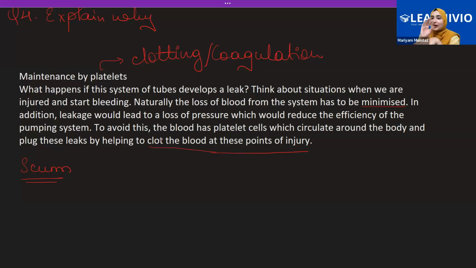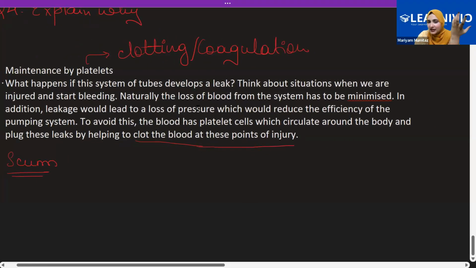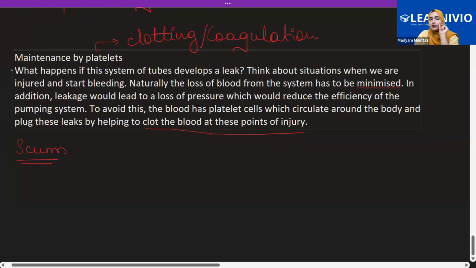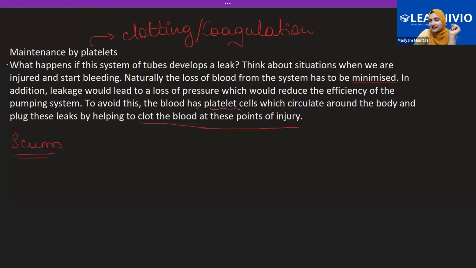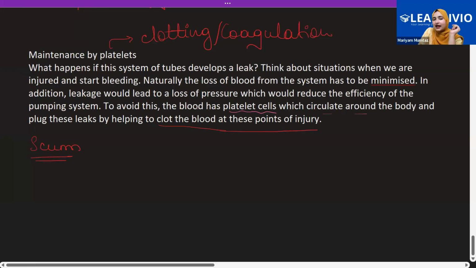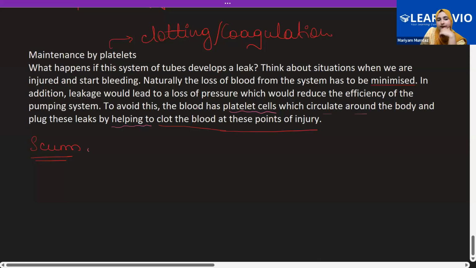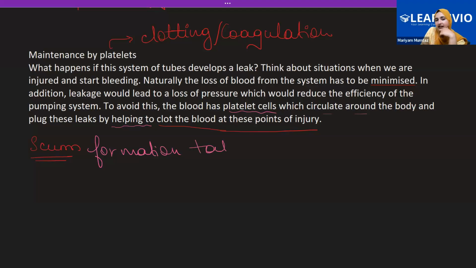So why is it there? It's like a plug, and that is called a scum. It is there so as to stop the blood from coming out of that injured area. Naturally, the loss of blood from the system has to be minimized or else the person can die. Because of this, the blood has platelet cells which circulate around the body and plug these leaks by helping to clot the blood at the points of injury, and it forms a scum at that point. Is it clear, students? Any doubts?